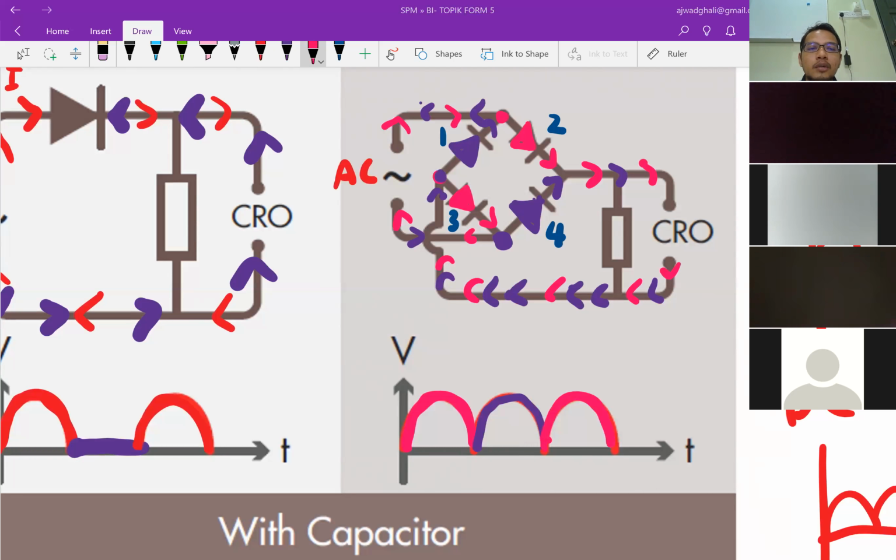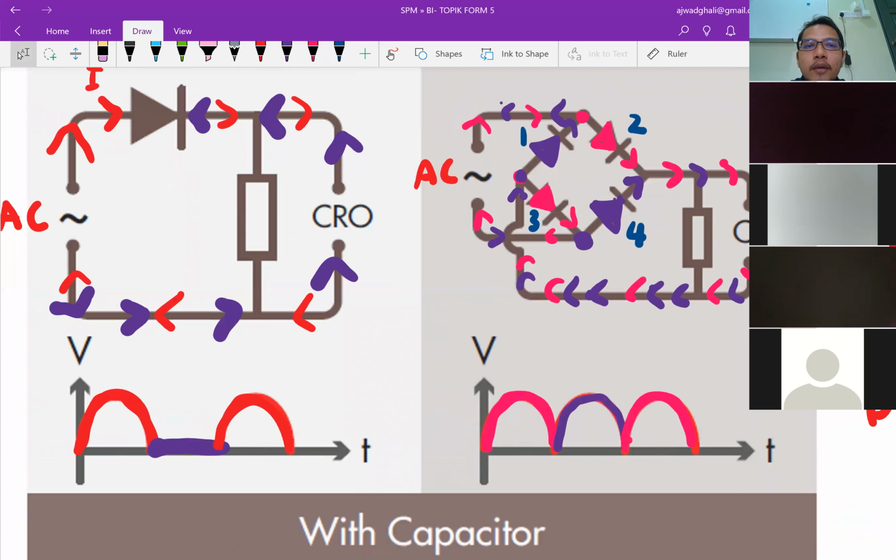Okay, can you understand how it works? All right. The main point is you need to remember only: if you have one diode, it's half wave rectification. If you have four diodes, it's full wave rectification. And the output for half and full.